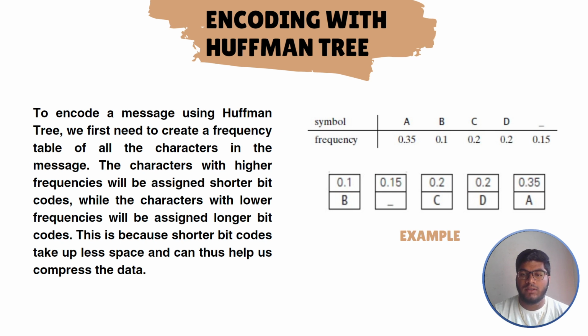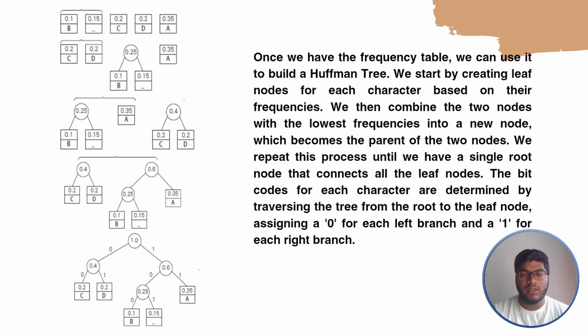In the given diagram, we can see the symbol and frequency are listed in the table, where the shorter frequencies are listed on the left side and the longer frequencies are listed on the right side. In this way, the encoding is done, where once we have the frequency table constructed, we can use it to build a Huffman tree.